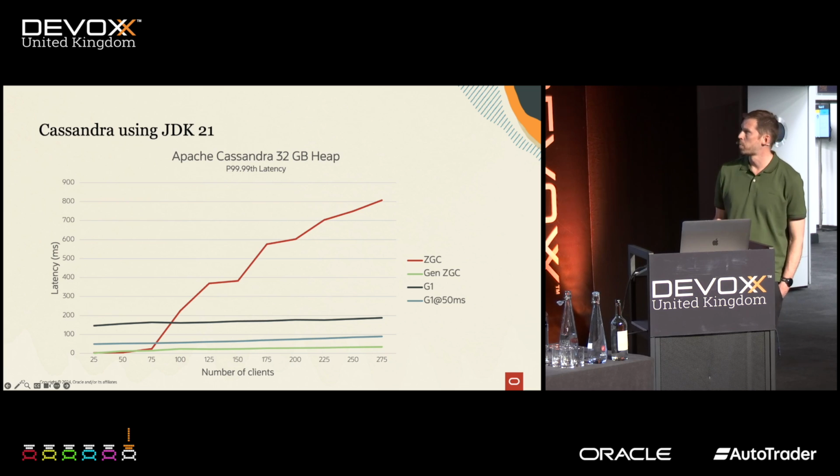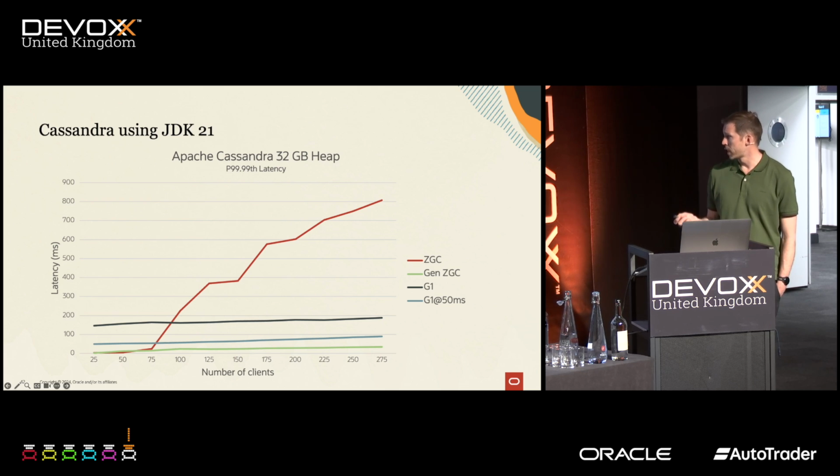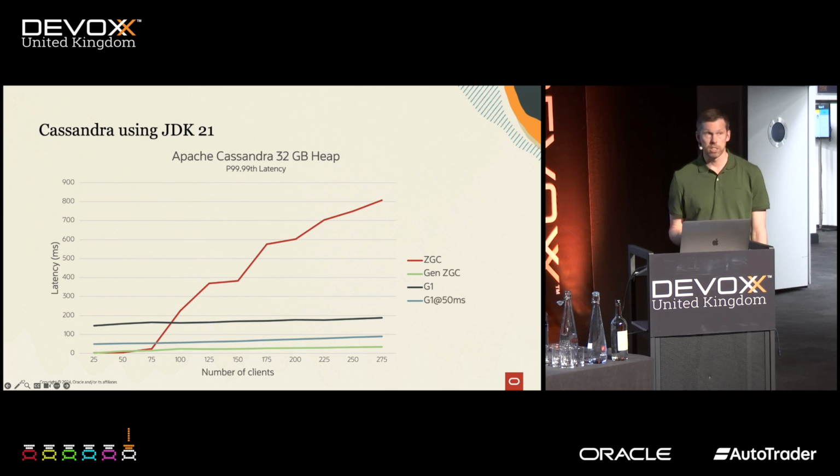But yeah, probably the benchmark does something strange, or the way we're running this Cassandra setup is doing something strange. But overall, the worst case latency is extremely good with generational CGC.